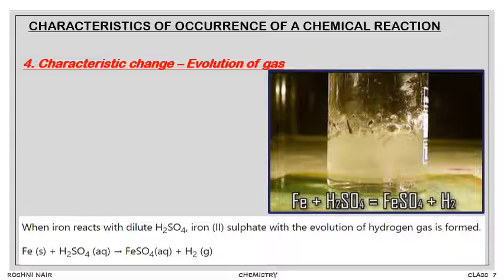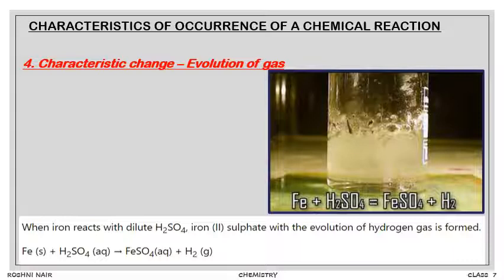So if you want to write a statement, what do you write? When iron reacts with dilute sulfuric acid, H2SO4 is sulfuric acid, and in this case we are using dilute sulfuric acid. So iron, Fe, when it reacts with dilute sulfuric acid, iron sulfate with the evolution of hydrogen gas is formed.